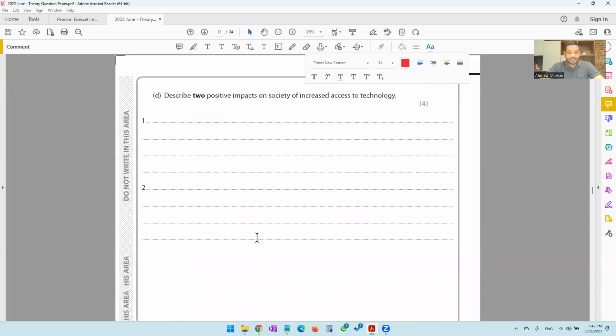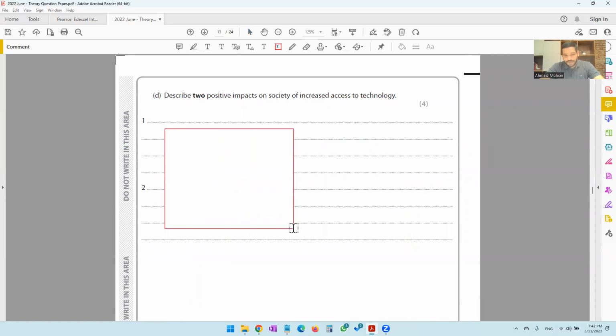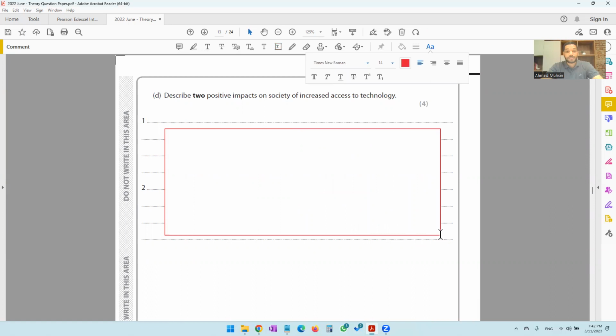Okay. All right. Next. It says describe two positive impacts, two positive changes, two positive effects on society of increased access to technology. Okay, so because of increased access to technology, you have to describe two positive effects, two positive changes, basically. Okay, so you can talk about, for example, what can we talk about? Okay, you can say people are now better informed and aware of what's happening around the world, mainly due to social media making it easy for users around the world to post on what's happening in their life.